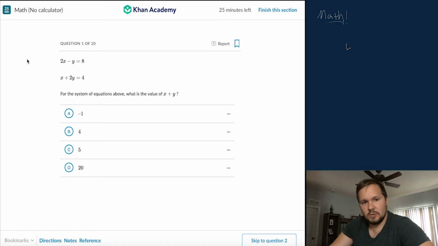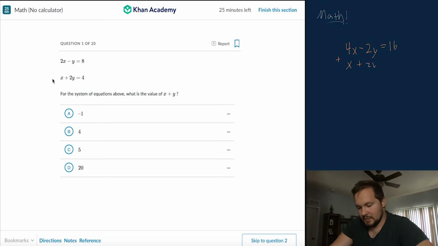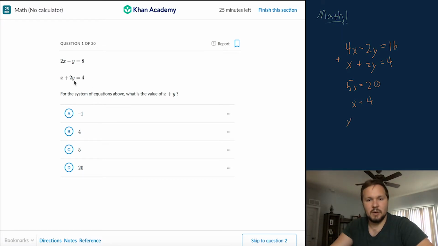Right, so 2 times 2x, and then 2 times negative y, and then 2 times 8. And that's going to be 4x minus 2y equals 16. Now we want to add that to the bottom one, and so that gives us 5x equals 20, so x equals 4. And now if we just look at our bottom equation here, x plus 2y equals 4, well then y has to equal 0. So x plus y, which is what it's asking for, must equal 4.